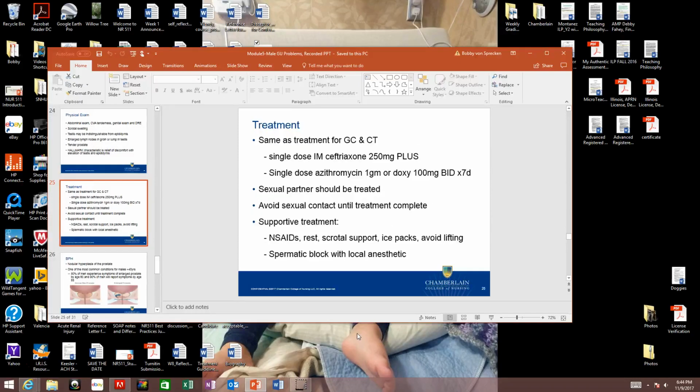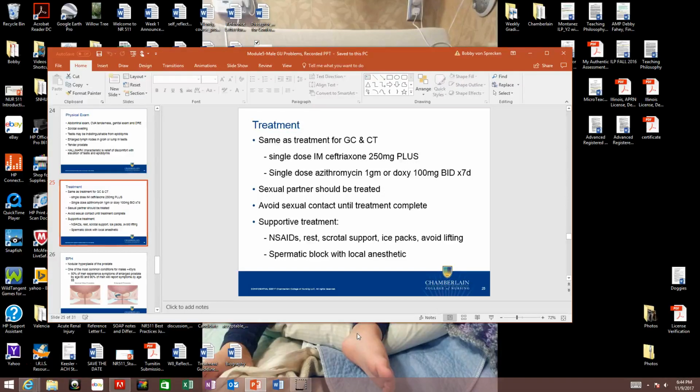The CDC guidelines for the treatment of epididymitis essentially recommend the same antibiotics that treat for GC and CT. Again, fluoroquinolone antibiotics are no longer recommended for the treatment of gonococcal infections in the U.S. due to high antibiotic resistance rates. Co-treatment of chlamydia is essential since the two often coexist.